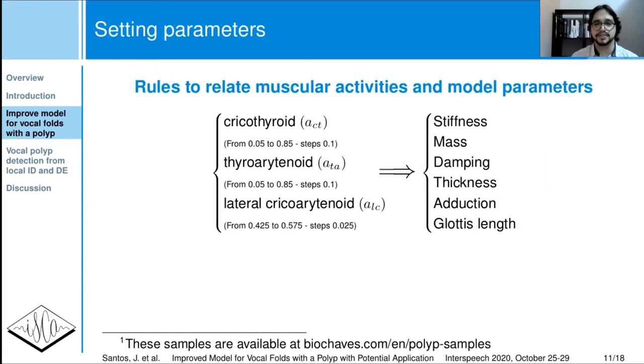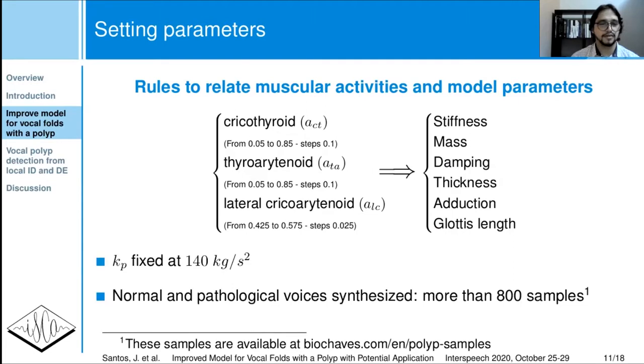Then we need to set the parameters of the model. And for this, we use some rules that were used to relate muscular activities to model parameters. So we have some parameters for the activation of the cricothyroid muscle, for activation of the thyroarytenoid muscle, and the lateral cricoarytenoid muscle. So with these measures, which vary in the range presented here, we could calculate the values for the stiffness, the mass, the damping, the thickness, the adduction, and the glottis length.